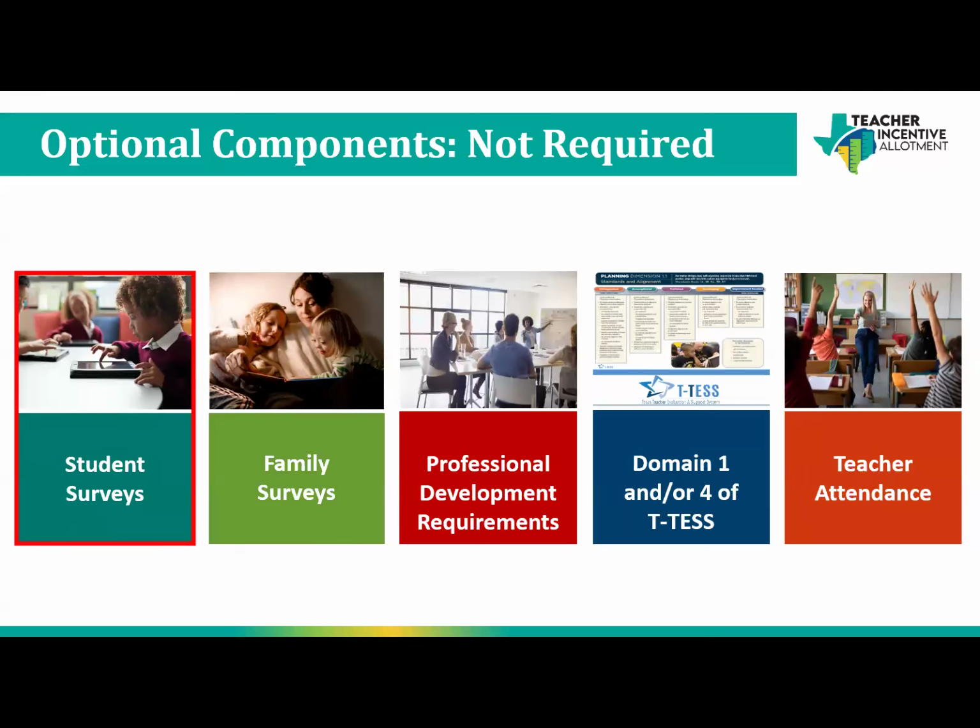Several districts actually use domains 1 and 4 of T-TESS because what you're going to report for your data in terms of teacher observation data are the observable domains of T-TESS, which are domains 2 and 3. So some districts decide, well, you know what, I want to include domains 1 and 4 as my optional thing. Domain 1 is mostly about planning and domain 4 is professional development. You can do that. Some districts use teacher attendance. These are all optional, just examples.